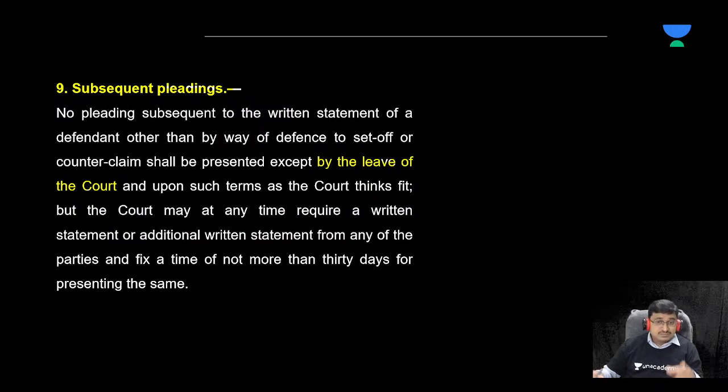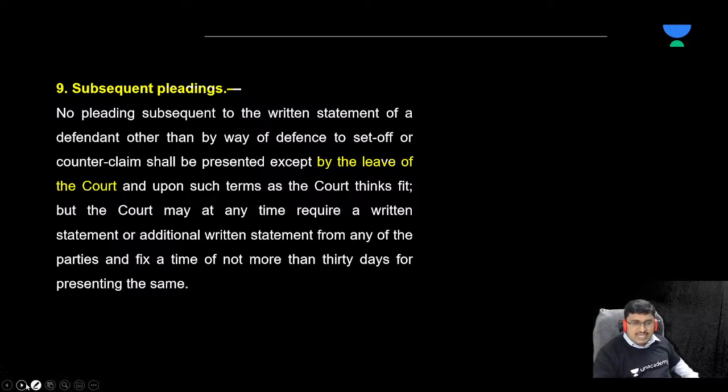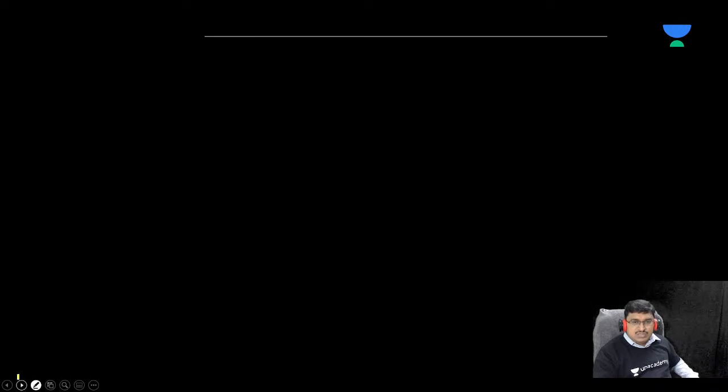But the court may at any time require a written statement or additional written statement from any of the parties and fix a time not more than 30 days for presenting the same. That is about Rule 9, friends. Now let us see the key differences between set off and counterclaim.